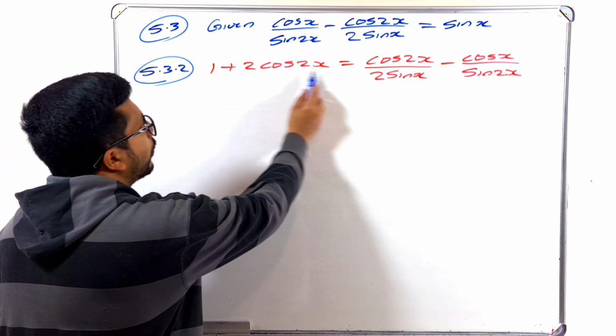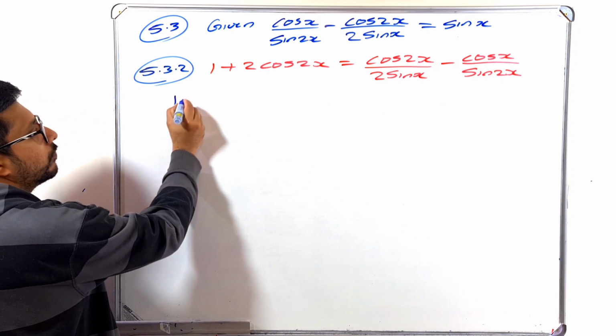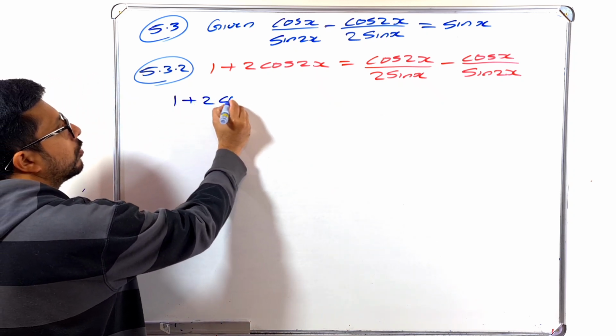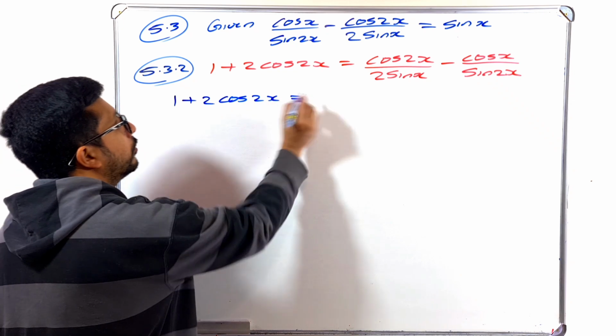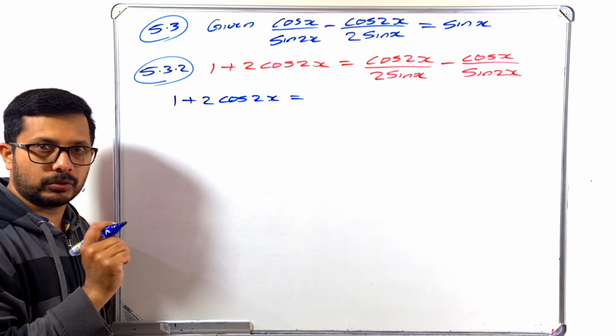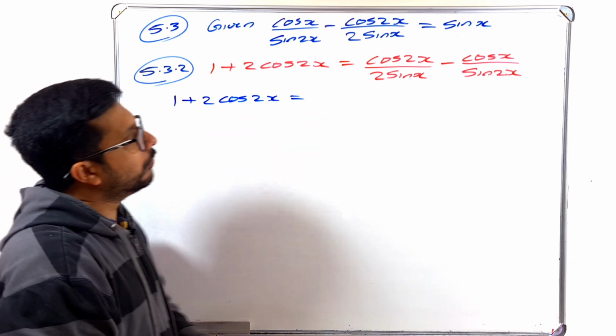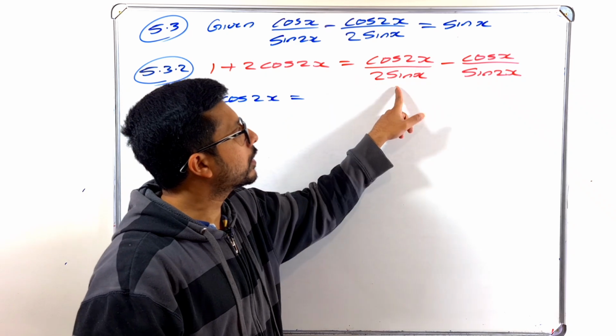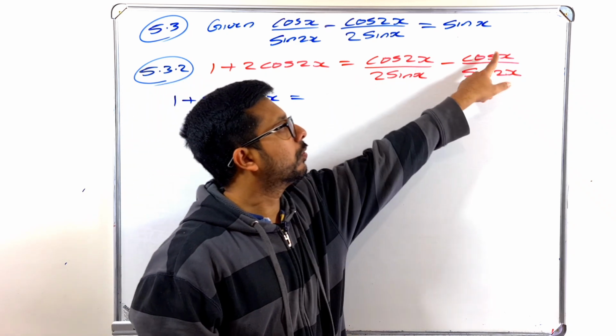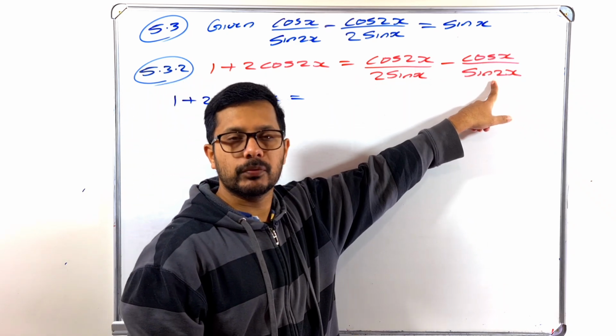Here this is 1 plus 2 cos 2x. I am going to write that one. We have to find the values of x. That's the question, don't forget. Now how did you see this one before, cos 2x divided by 2 sin x minus cos x by sin 2x?